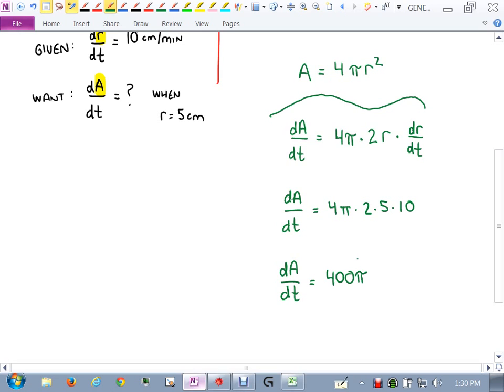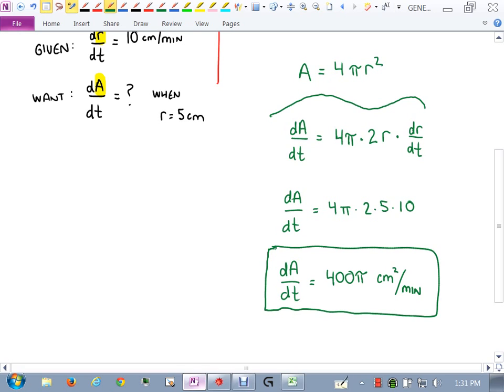Now we need the units. A is area, right? Areas are measured in squared dimensions. So what is our unit here? Centimeters squared would be our area, per our measurement of time, which is minutes. So at exactly the moment that the radius is 5 centimeters, the area of that sphere is increasing at a rate of 400 pi square centimeters per minute at that instant.